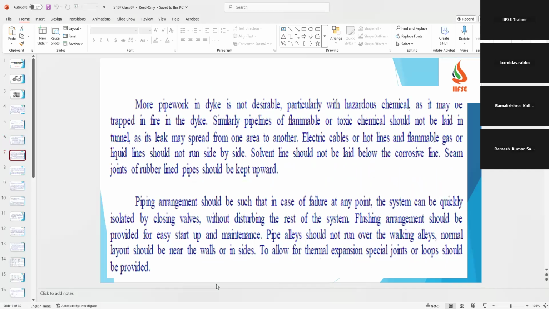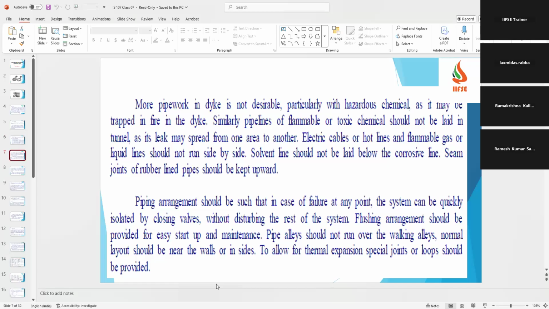Then more pipe work in a dike is not desirable, particularly with hazardous chemicals, as it may be trapped in a fire in a dike. Similar pipelines for the flammable or toxic would not be laid in the tunnels, as a leak may spread from one area to another area. So in tunnels also, it is not advisable to have dikes, which is kind of a drainage, tunnel kind of thing, where they do piping work basically with the hazardous chemicals. Sometimes if a fire ignites in the dike, it can spread from one location to the other location.